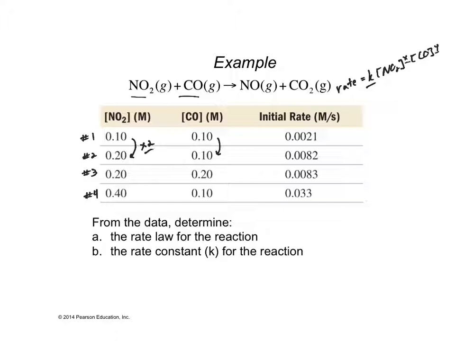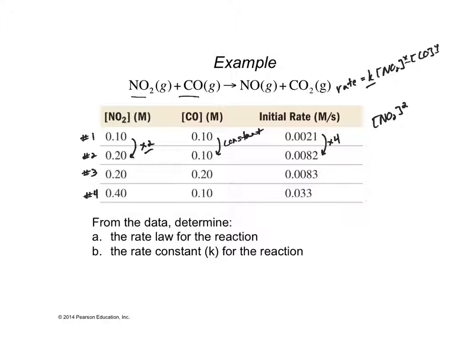So for this guy, I've doubled NO2, I've held this guy constant. What happens to the overall rate of the reaction? It quadruples, right? So 0.0082 divided by 0.0021 is equal to 4, okay? So if I have a doubling of NO2, I hold CO constant, and the rate quadruples, what can I assume about the order with respect to NO2? Should be second order, right? So NO2 should be second order.